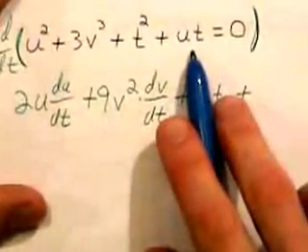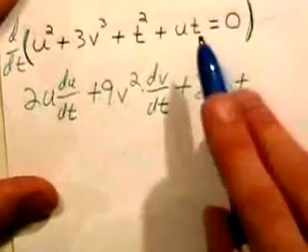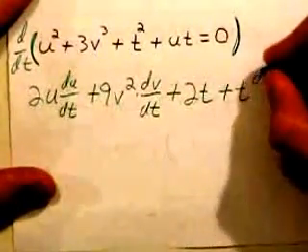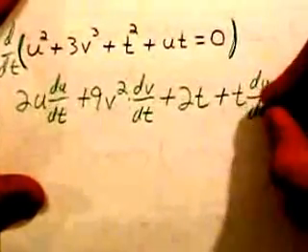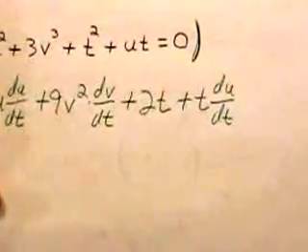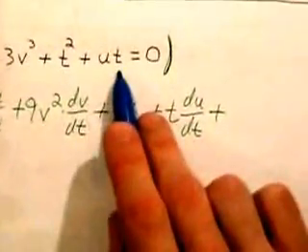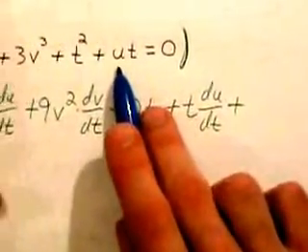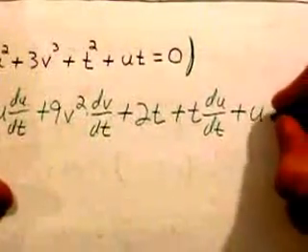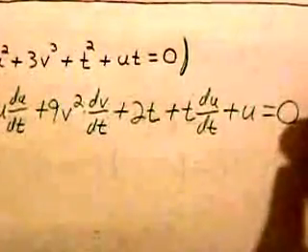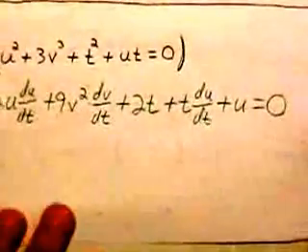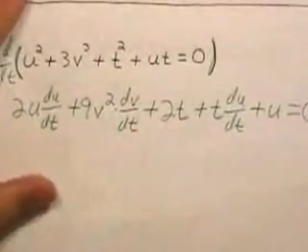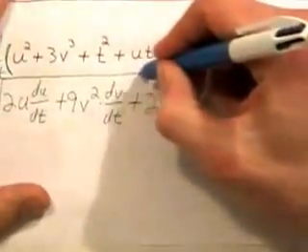plus, and for this we need the product rule, so f prime g, that'll be t du dt, plus g prime f. Now the derivative with respect to t of t is just 1, so times u is just u, equals 0. I'm going to go a little wider here. Alright, can I see all that? Yeah, that's right, alright, that's it. And the whole thing that you get is this.